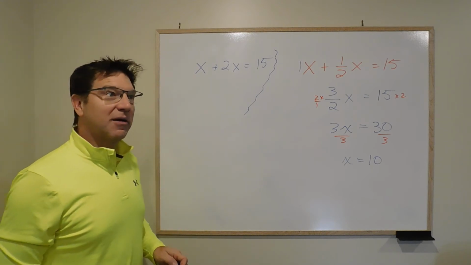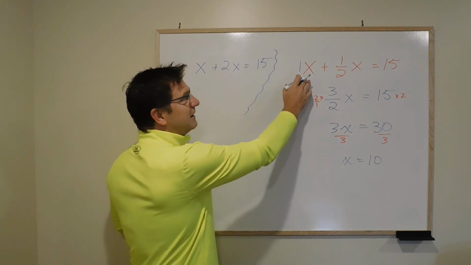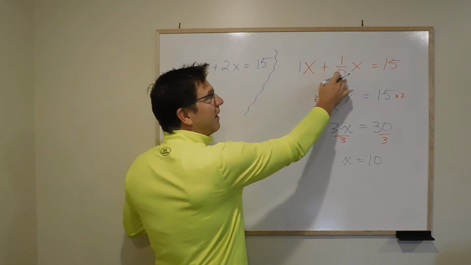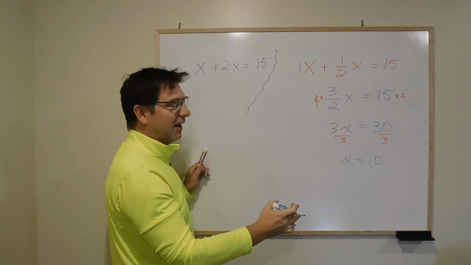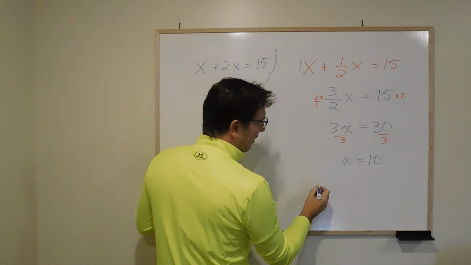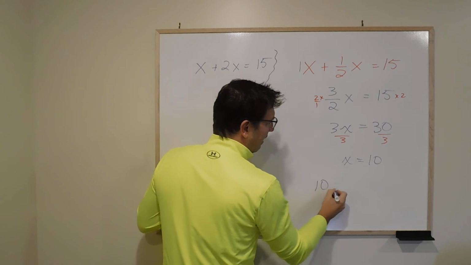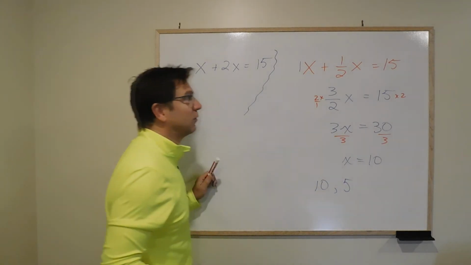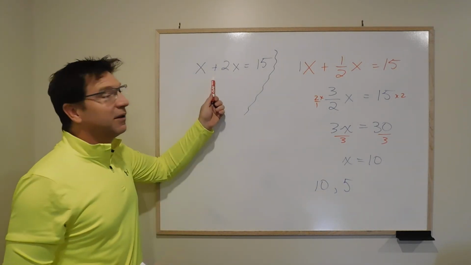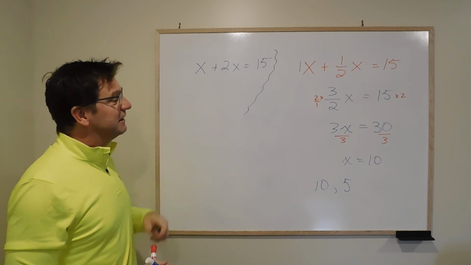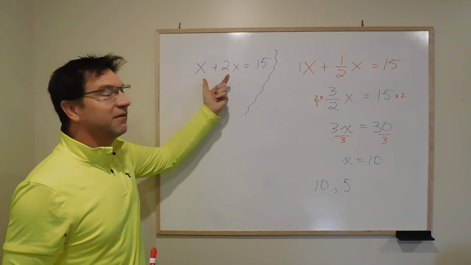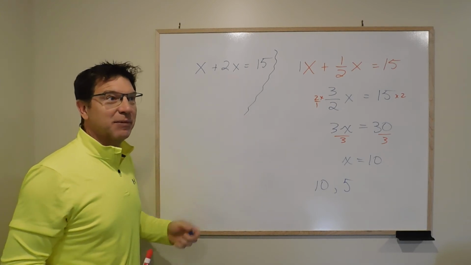So you end up with the same answer, because now if x is 10, then half of x is 5. So you still end up with the answers of 10 and 5, okay? This way that you saw I did it on the screen gives you answers of 5 and 10, it's the exact same answer.